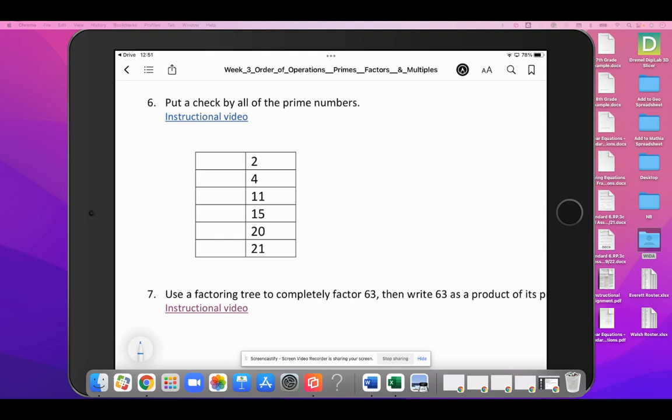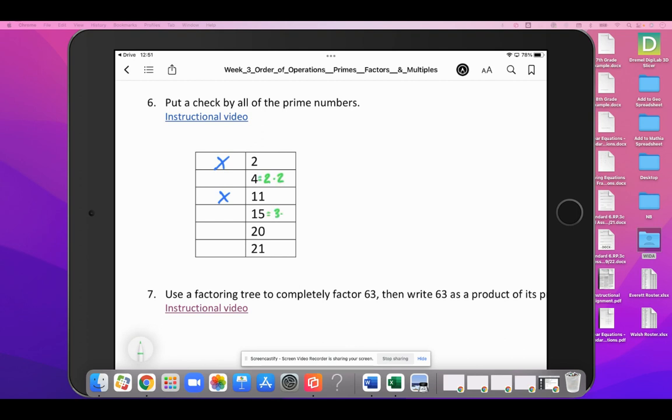The number 2 can only be divided by itself, which is 2, and 1, so it's prime. 4 can be a product of 2 times 2, so it is not prime. 11 is only divisible by itself and 1. And so for these where it's not prime, I'm going to give an example. So I can put an example in here, 2 times 2.